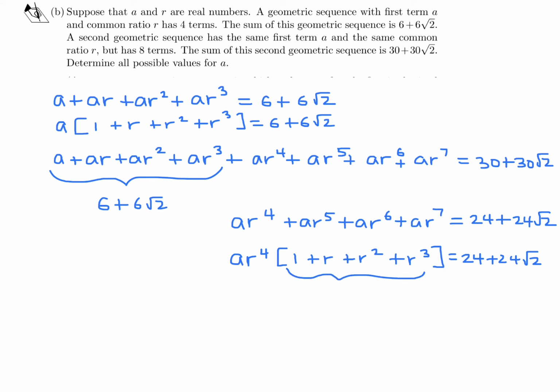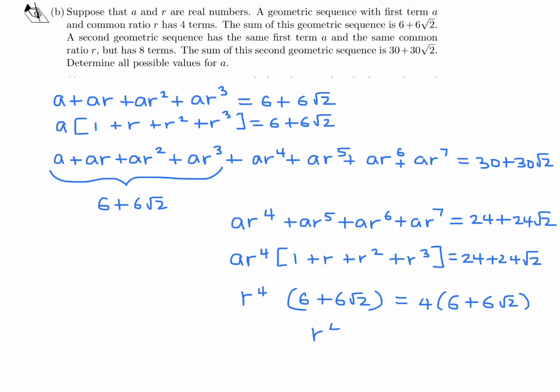This and this combined is actually just this right here. So if I take out the r to the power of 4, I get just the a and this sum, and that is actually just the same as that, as you can see. So I'll put that there, 6 plus 6 root 2. And that is 24 plus 24 root 2, but I'm going to factor out a 4, because if I do, it'll be 6 plus 6 root 2.